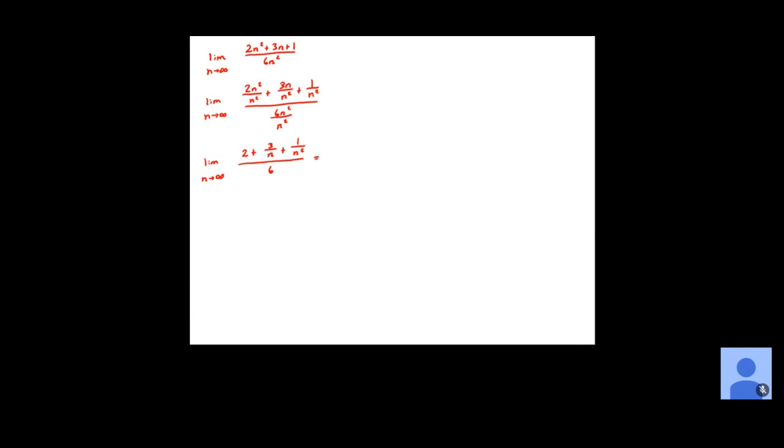All right, so now let's evaluate this limit. What's the limit as n approaches infinity for 2? Just 2, right? It's a constant. What about the limit of 3 over n? It's going to be 0. 1 over n squared, also 0. And the limit of 6 is a constant, so it's going to be 6. If we simplify all that now, what do we get? 1/3, and that's exactly what we were trying to prove there. We wanted to show that the exact area of that region is 1/3, and that's what we did.